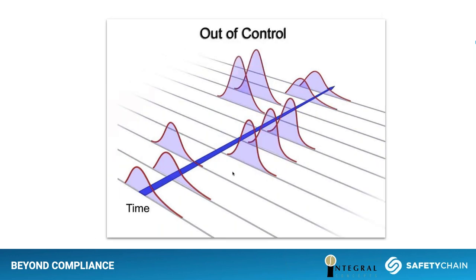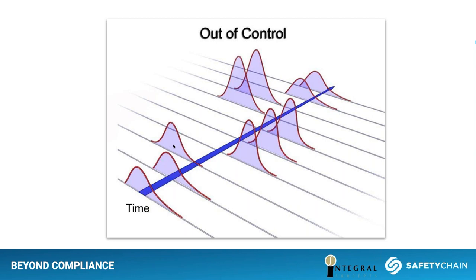Now, out of control would look something like this. The first couple times I look at the data, it follows a curve like this. But the third time I go and I look, if it follows a different distribution, then by definition, the process is out of control.